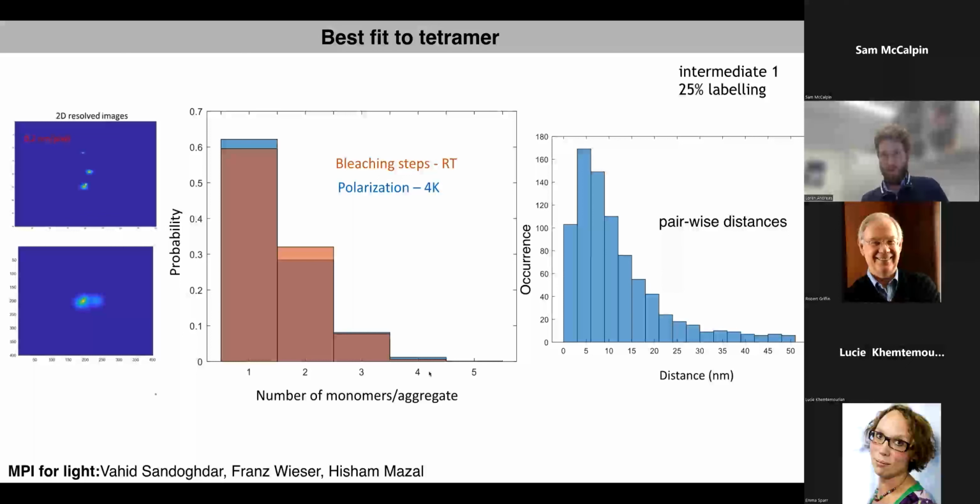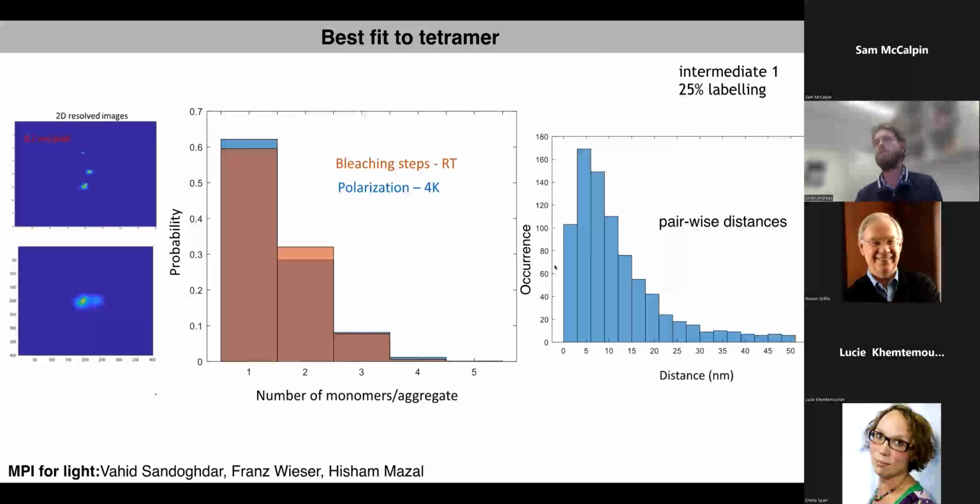With this, we were quite happy to see that the number 4 for the oligomer actually agrees with the earlier data, both the cross-linking and the codex NMR data.